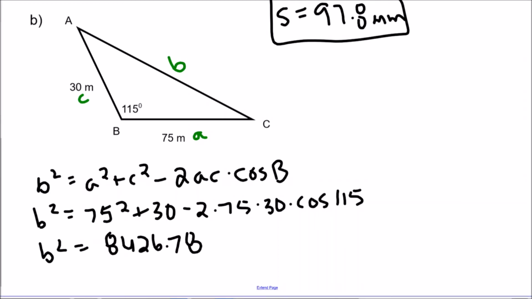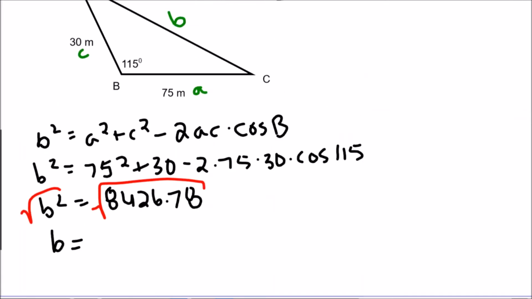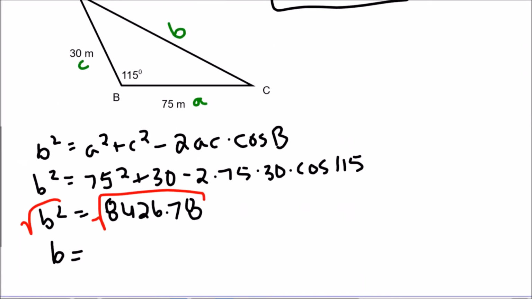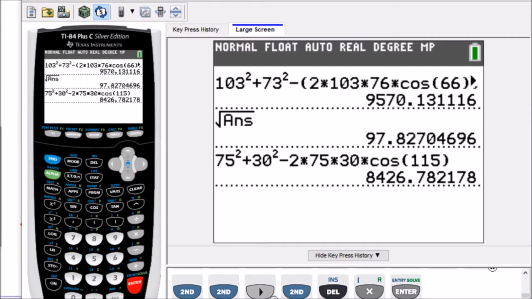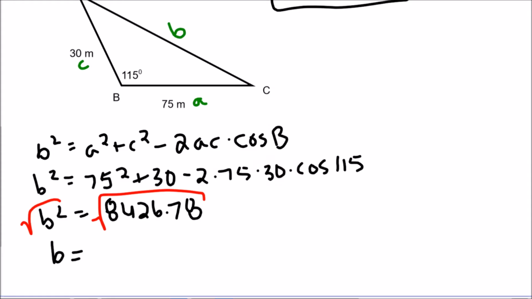But again, that's b squared. I still need to square root. If I'm talking about length b, I need to isolate b completely. And so that third side length, that length b, again, noticing here it should be our longest side because it's across from an obtuse angle. I square root my answer, and I get 91.8.